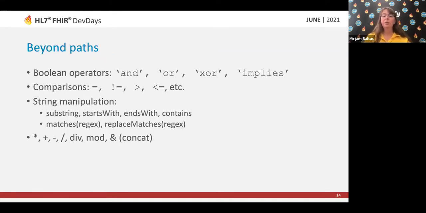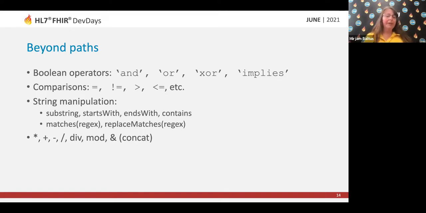Now, I've just mentioned those Boolean operators. You have, of course, the AND and the OR, but also the XOR and the implies. I do like the implies, because then you can do a statement. If that is true, then that results in the second statement after the implies keyword to also need to be true. So if this is true, then that will also have to be true in order for the implies function to result in a true value overall.